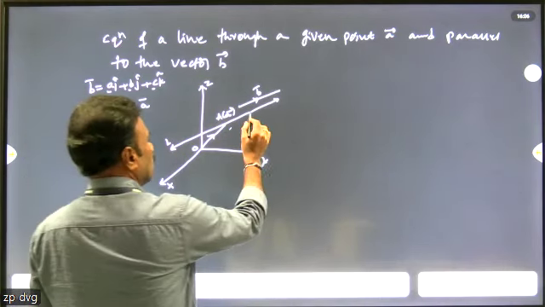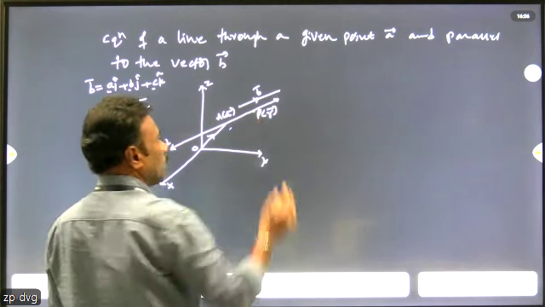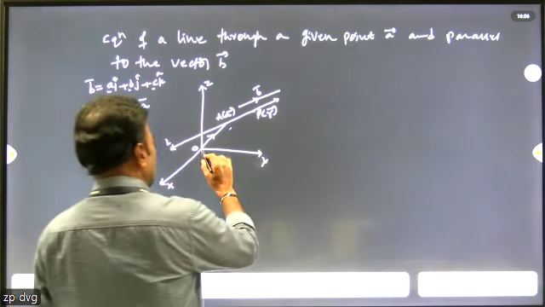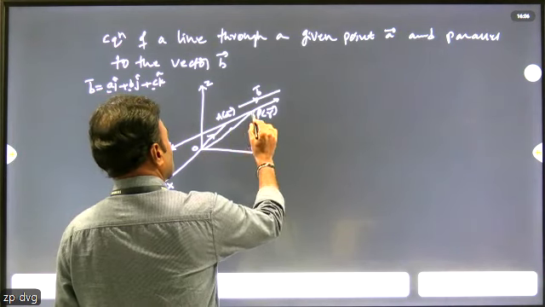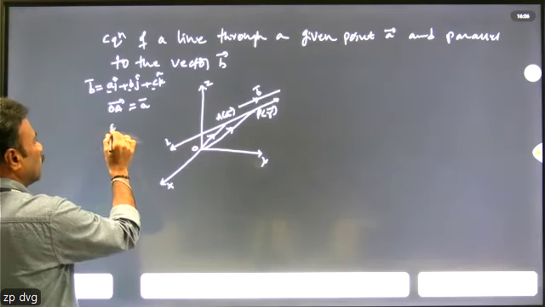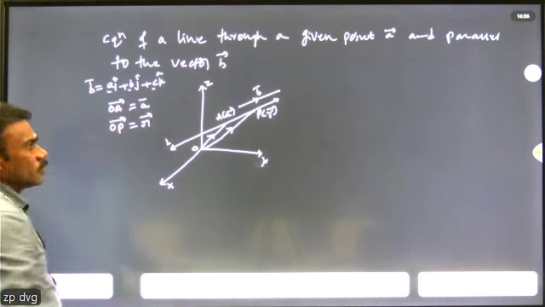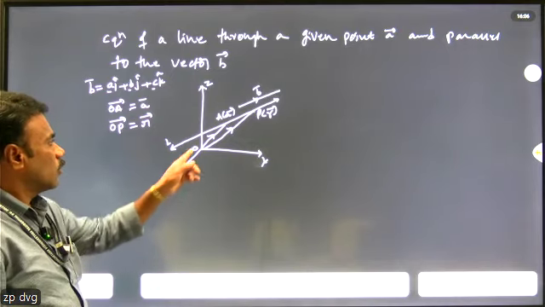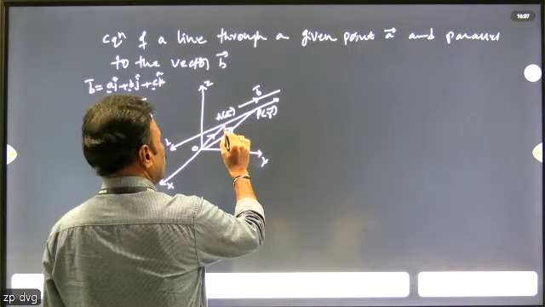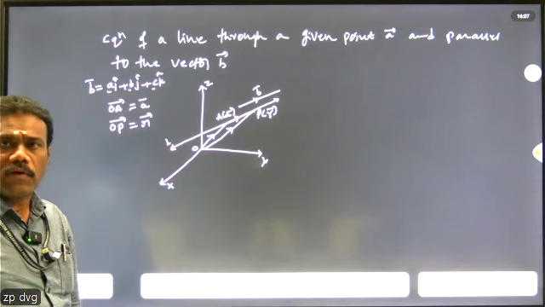Now, let P be any point on the line, a variable point, with position vector OP bar equal to R bar. If you join O and P, you get OP bar equal to R bar. So we know OA bar is equal to A bar and OP bar is equal to R bar. If you join A and P, you will get the vector AP bar.